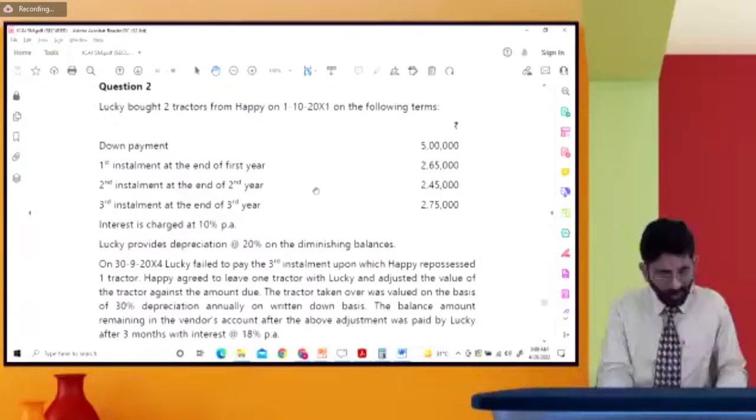Illustration number 10. Doesn't matter, beta. After this, I will come to illustration number 10. A student has asked a query on illustration number 10 also. I will come to that later on.